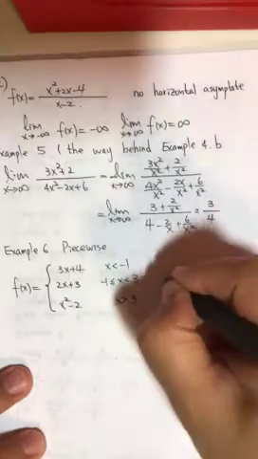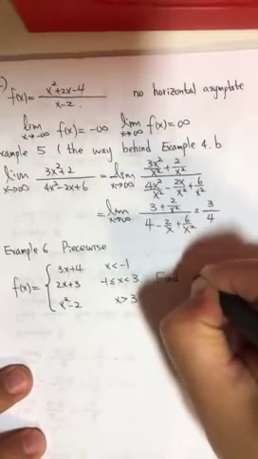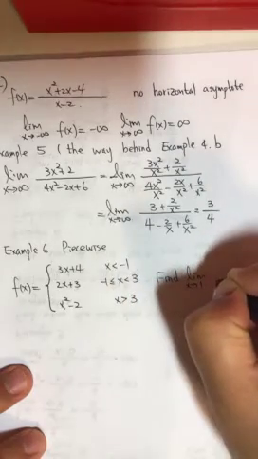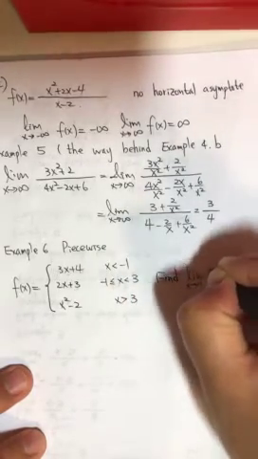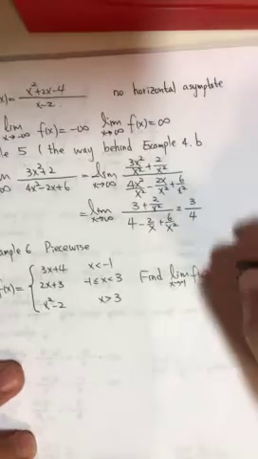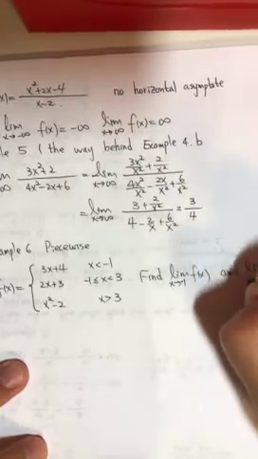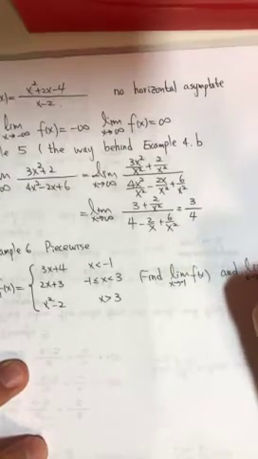And you are asked to find the limit as x approaches negative 1, I'm sorry, negative 1. What's the function value? And as x approaches positive 3, what's the function value?